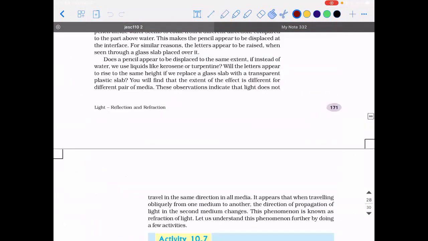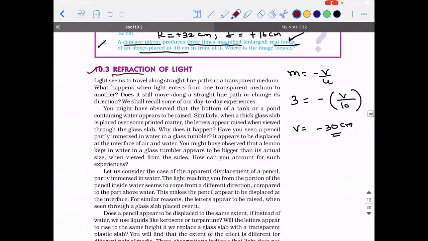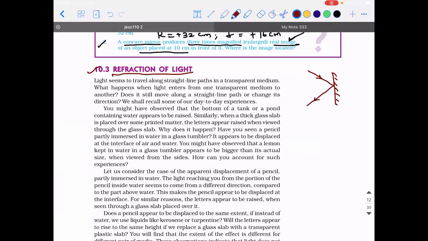We'll start with the next phenomenon that is called refraction of light. So write it down. Refraction of light. See, till now we discussed a concept called reflection. What happens when light hits a smooth and shiny surface, it bounces back, making certain angles which are the same. The angle of incidence is equal to the angle of reflection, something like this. All these things it is going to make.